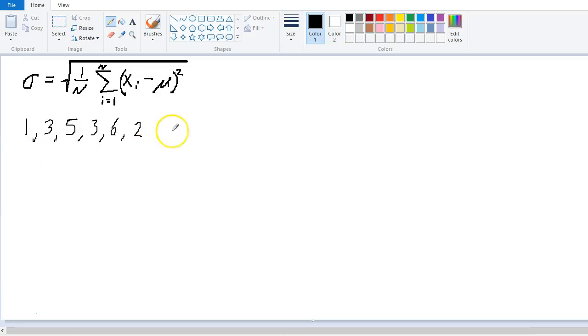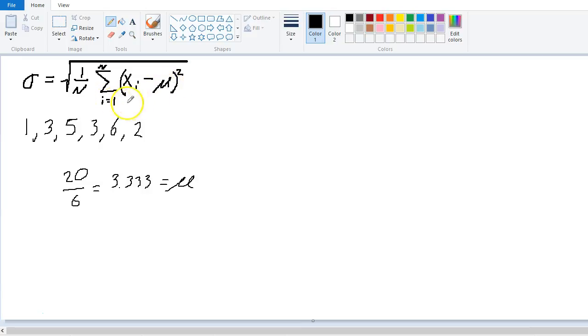So we add those all up, we get 20. And there's 6 of them: 1, 2, 3, 4, 5, 6. So 20 divided by 6 is 10 over 3, that's 3.333. Close enough. That is our mean, that is mu. Now we're going to take each number, subtract it from the mean, and square it.